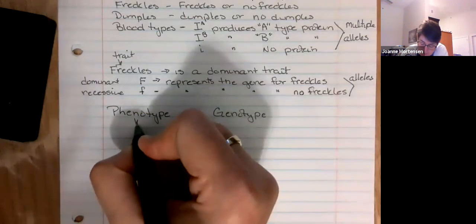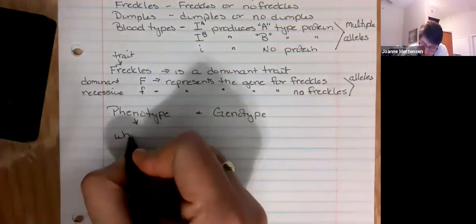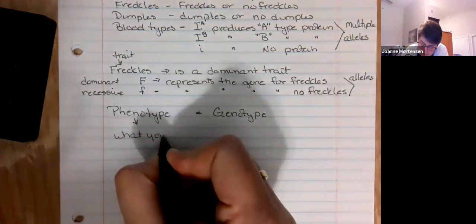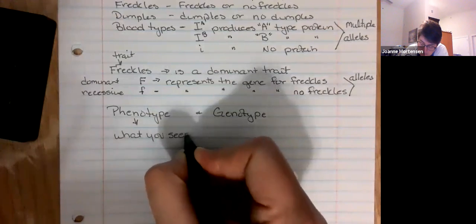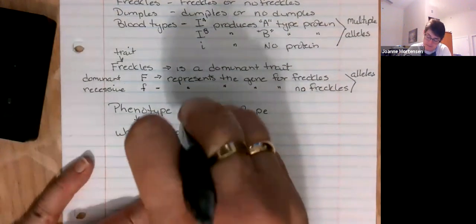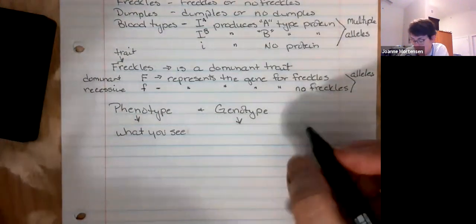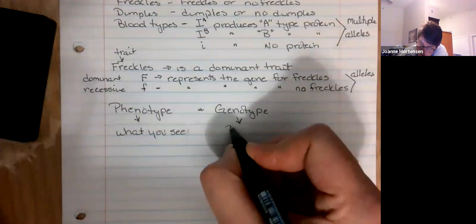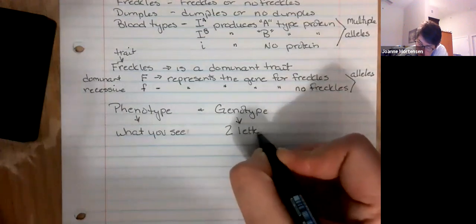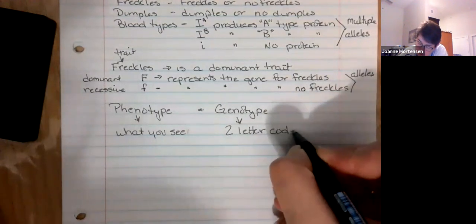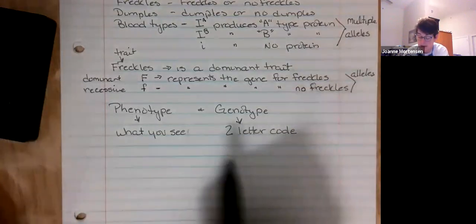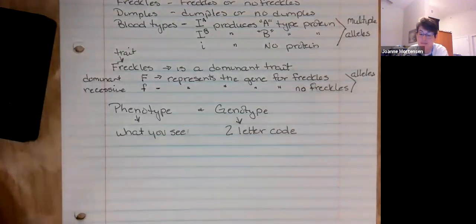So phenotype is what you see. And the genotype is basically the 2-letter code that makes that phenotype possible. Okay? You just got to learn the vocabulary. Don't get too worried about it, but you got to learn it.